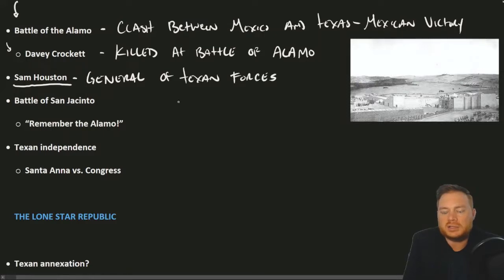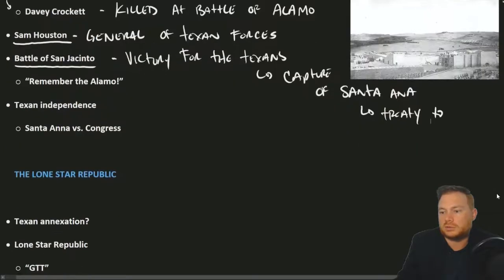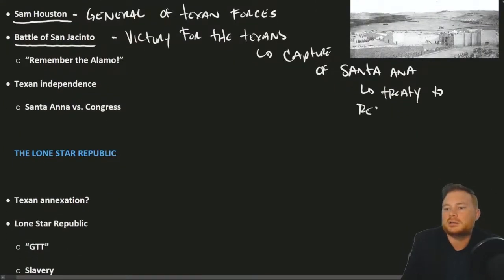Led an attack against Mexican forces at the Battle of San Jacinto, which in a lot of ways was a victory for the Texans, even leading to the capture of Santa Ana. And that led to, when Santa Ana was captured, a treaty to, and I'll just scroll down here a little bit, recognize an independent Texas.